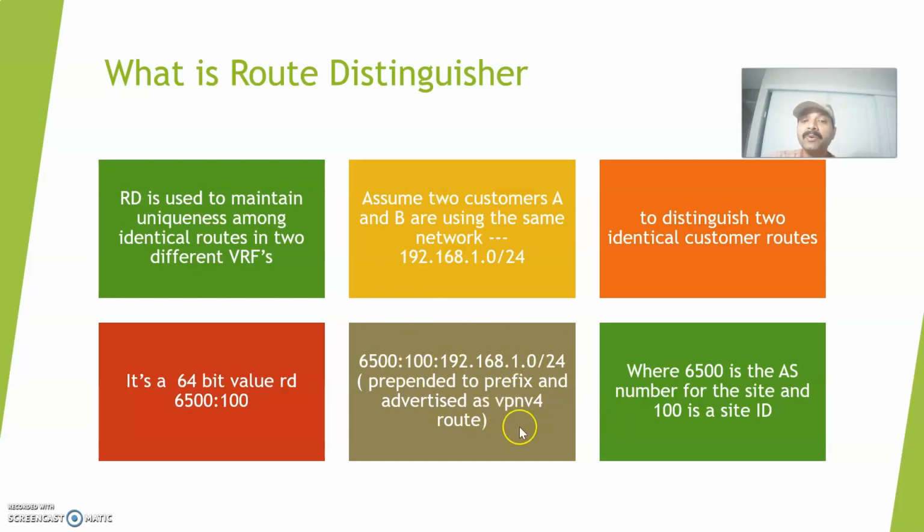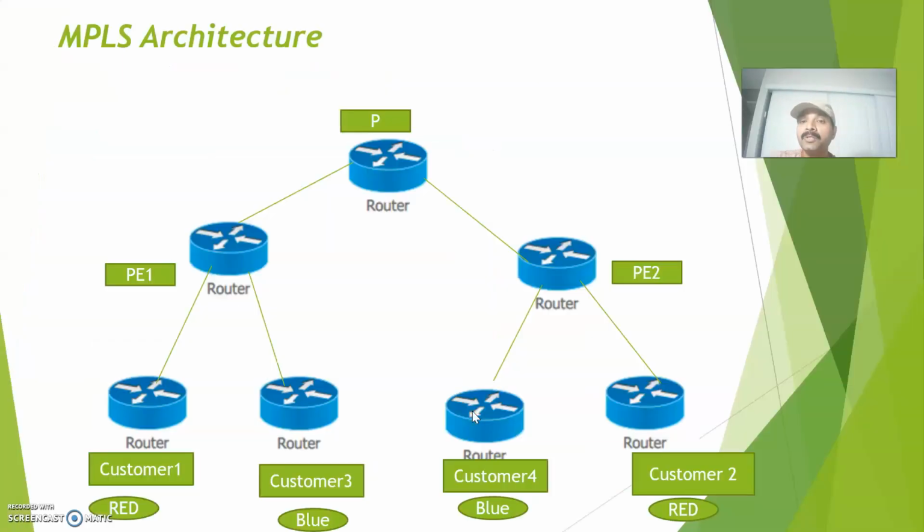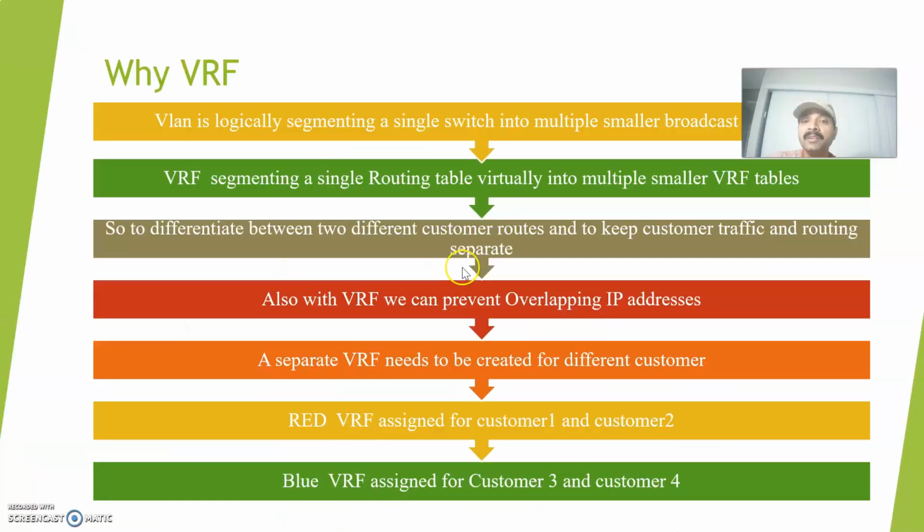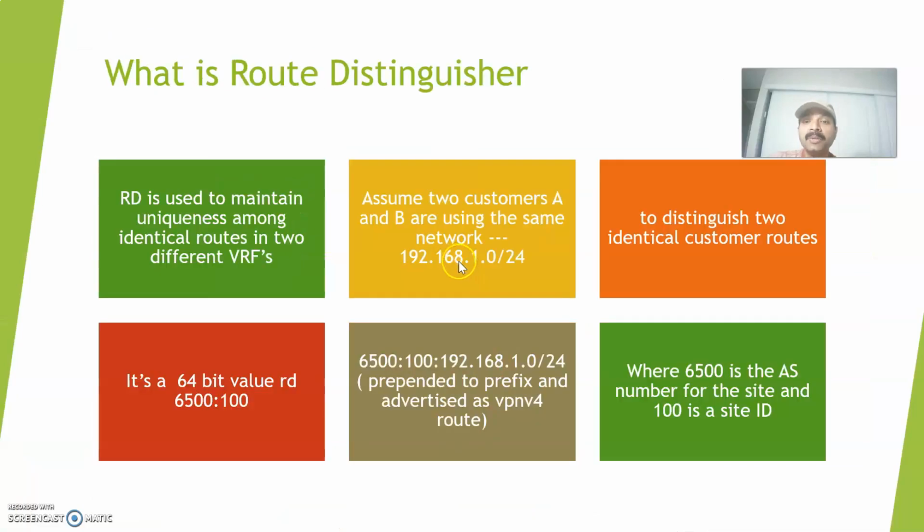This VPNv4 route will be exchanged between the provider edge 1 and provider edge 2 routers. The exchange is done using a protocol called MP-BGP, that is multiprotocol BGP. While sending the label, it always sends this RD along with the prefix. This RD plus prefix is what we call a VPNv4 route. It will always be exchanged between PE1 and PE2, and the protocol we use for the exchange is MP-BGP. That's the thing you have to keep in mind.